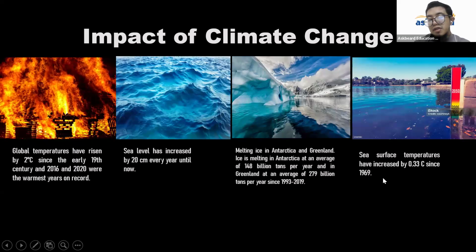And the sea surface temperatures have increased by 0.33 Celsius since 1969, so it will disrupt marine life, especially the IUCN red list species. So these are several impacts of climate change. Maybe we know other impacts of climate change, such as the increase of soil pH that endangers agricultural production.